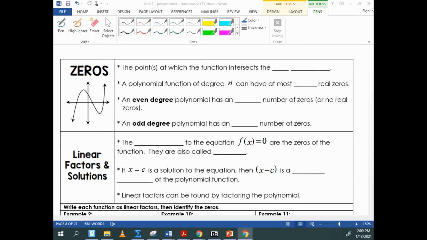All right, so this lesson was kind of 3 parts. We're talking about end behavior, zeros, and multiplicity. So we're now on to our zeros section.